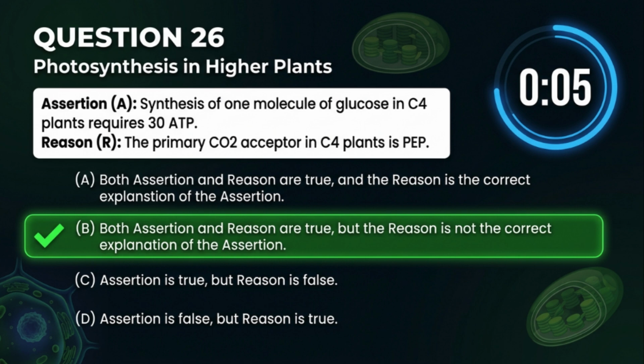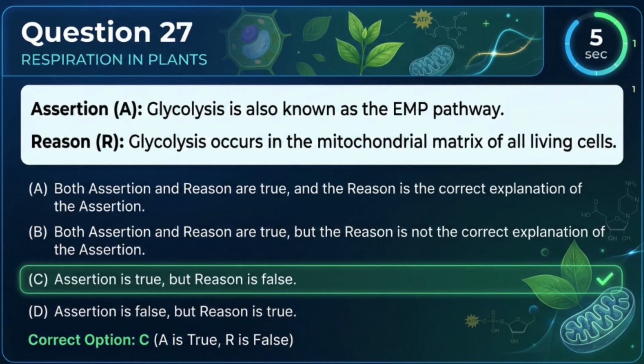The primary CO2 acceptor in C4 plants is PEP. 3, 2, 1. C4 plants require 30 ATP for one glucose, which is true. PEP is their primary acceptor, which is also true. But having PEP as an acceptor is not the reason why they use 30 ATP. Option is B.